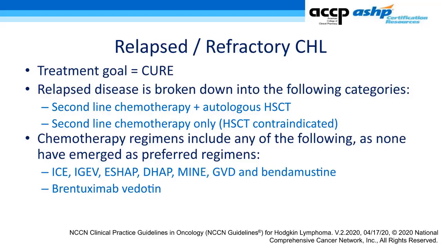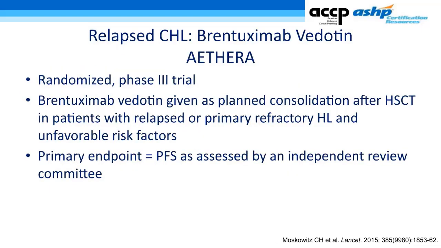However, prior to the introduction of the A plus AVD regimen, the preferred agent in this setting was actually brentuximab vedotin. So let's look at that data. The use of brentuximab vedotin in the relapse setting was based on a trial called ATHERA, and this was given as planned consolidation after an autologous stem cell transplant in patients who had relapsed or primary refractory Hodgkin's lymphoma and unfavorable risk factors. The primary endpoint was progression-free survival as assessed by an independent review committee.